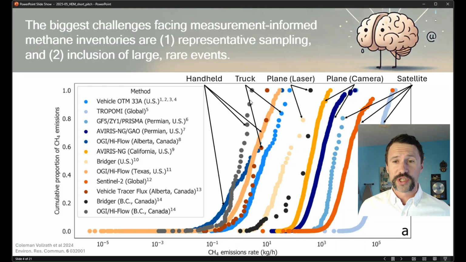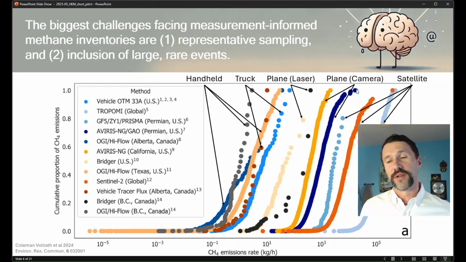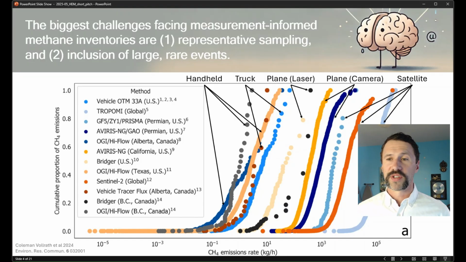And so the largest emission rate we see with handheld, if you draw a line straight down from that dot, is about the middle of what we're seeing for a truck. If you go up for the trucks and you draw a line down from the trucks, it's about the middle of what we see from aerial LiDAR. If you go up on LiDAR and draw a line down, it's about the middle average value of what we see from hyperspectral planes. And if you go up to the highest sources for planes and you draw a line down, it's about the average value, and I'm really kind of hand waving here, but about the average value that you would see for satellites.